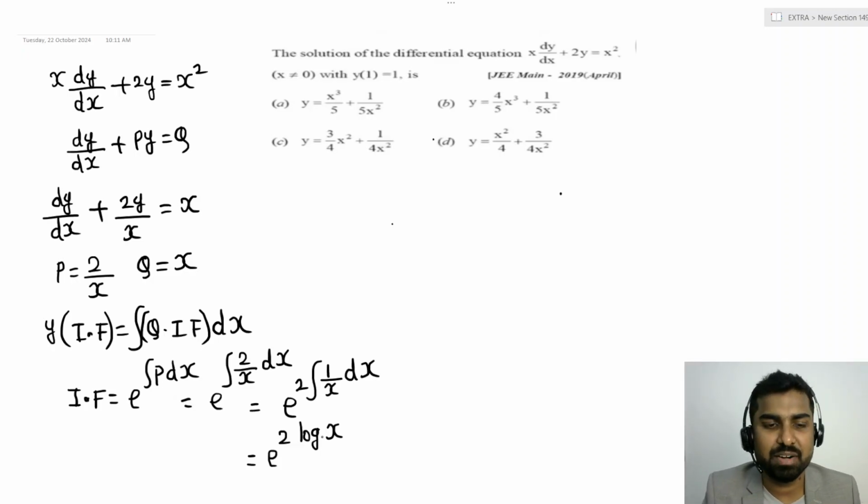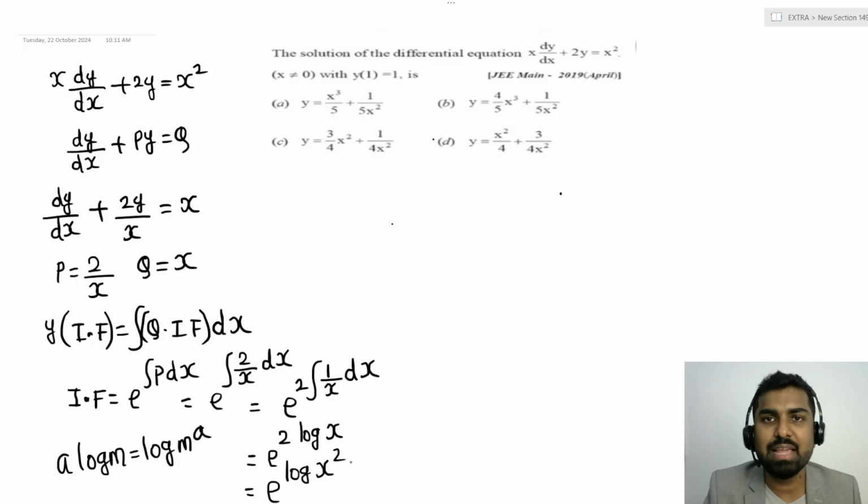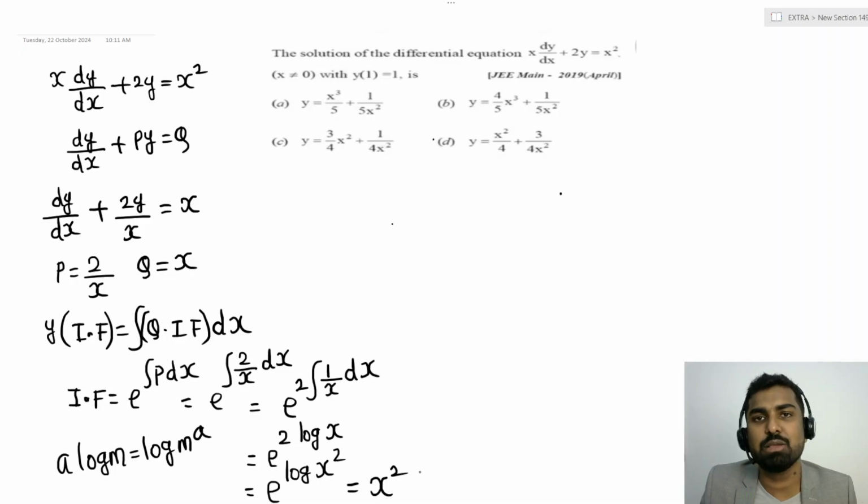So what can we write from here? By applying the relation a log m equals log m to the power a, e to the power 2 log x can be written as e to the power log of x square. The e and log directly cancel each other. So the integrating factor of this differential equation is nothing but x square.